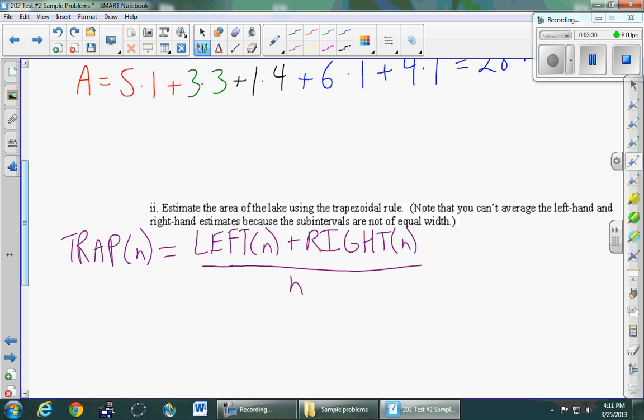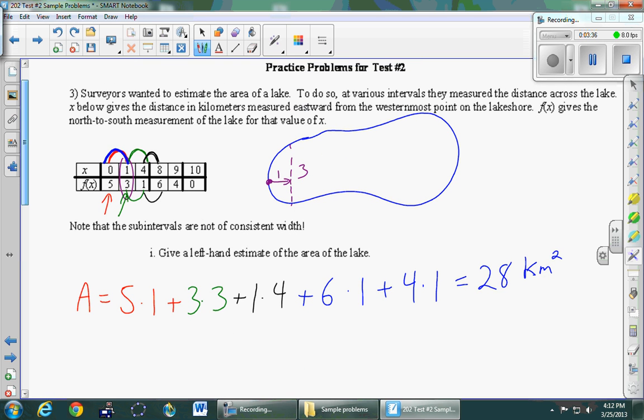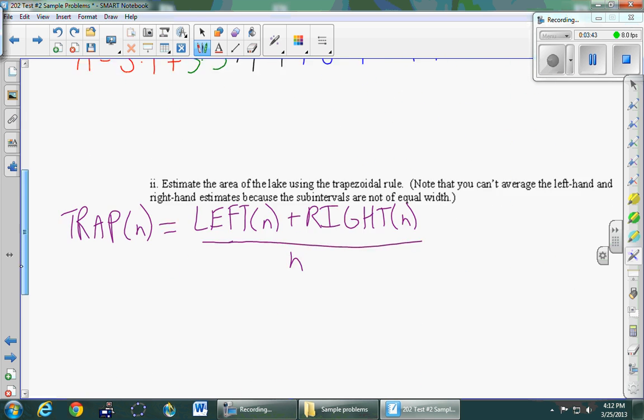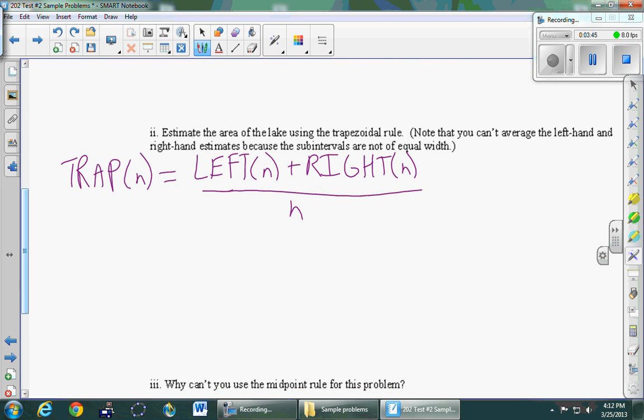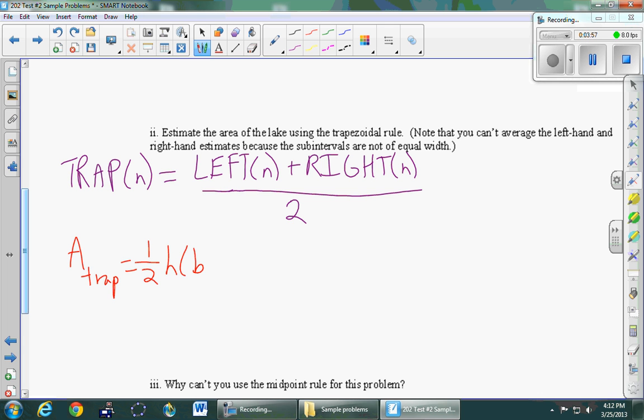Unfortunately, this is only valid if the intervals are of consistent width. And as we've seen here, the first interval has a width of 1, but the next interval has a width of 3, and then a width of 4. So we can't just average the left and right hand estimates and divide by 2. So all we can do is actually draw a trapezoid. So in order to answer this question, we need to know the formula for the area of a trapezoid. It's half the height times the sum of the bases, where the bases are the parallel sides.